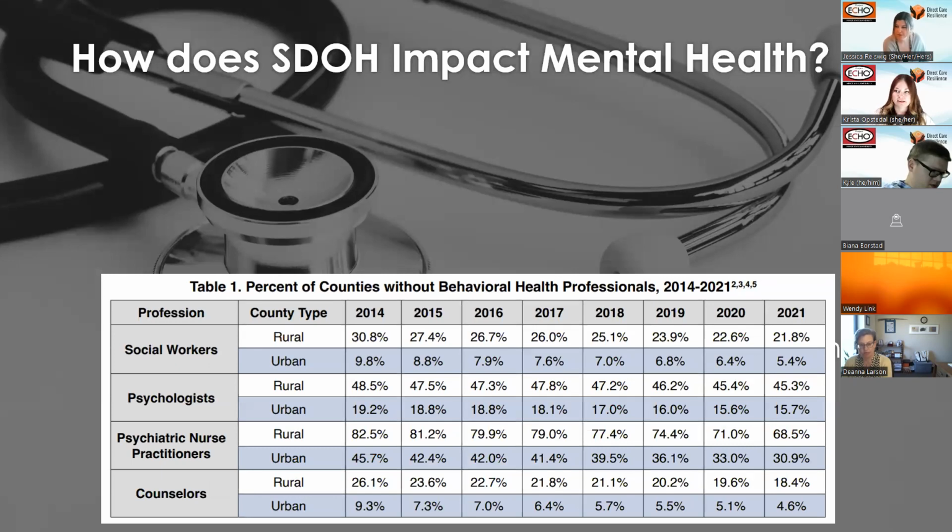I found this in that data book, which shows the percent of counties without behavioral health professionals here in North Dakota. For social workers in rural areas, 21% of counties don't have any social workers within that county. And it gets even more depressing when we look at psychologists. About 45% of rural counties don't have any psychologists available to them. Almost 70% don't have psychiatric nurse practitioners, and about 18% don't have counselors. So that's North Dakota's biggest barrier, the lack of mental health care professionals.